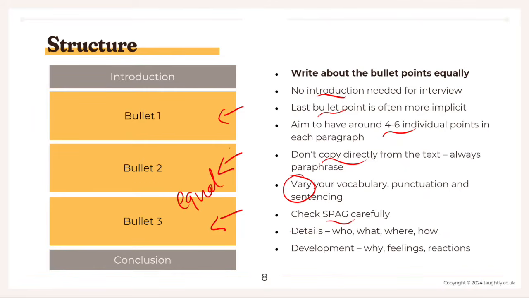Finally, you get marks for identifying details, explicit details, which will be the who, what, where, and how in the text, and for development, which is developing why someone did something, how they felt, or how they reacted. I've gone through that super fast because this is a report writing lesson, but do go and check out my other video lesson if this is all brand new to you.